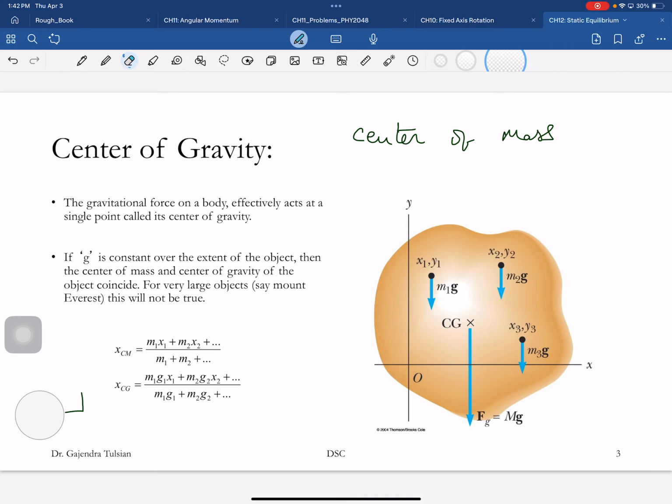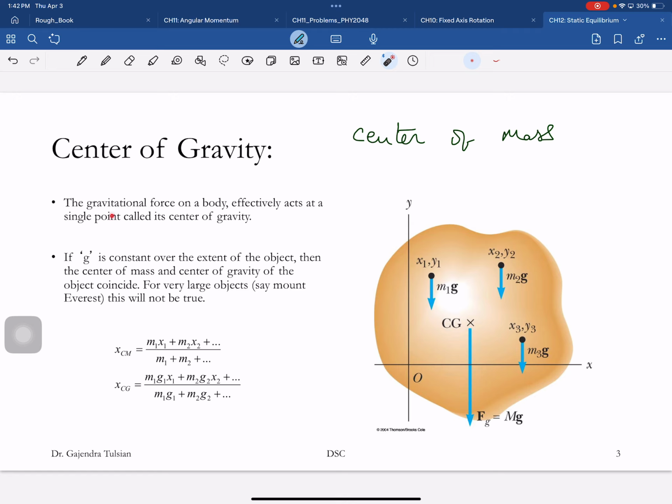All right, so center of gravity is the point at which the weight of the object is acting. And for small objects, center of mass and center of gravity are the same. So for a bowling ball, the center of mass is at its center, and the center of gravity is at its center. Okay? All right. Center of gravity of an object like this is the balancing point.